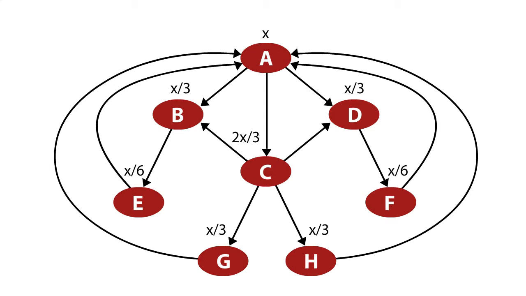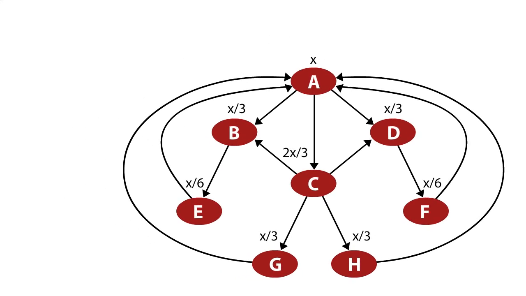Well, let's see. It's going to get X over 6 from E and F, and it's going to get X over 3 from G and from H. And so when we add those up, X over 3 plus X over 3 plus X over 6, we end up with X. So it checks out, right? A is in equilibrium. And so these 8 values, expressed in terms of X, form an equilibrium of PageRank. And so that will be our set of equilibrium PageRank values, except for one small thing, which is that we haven't worked out what X is.